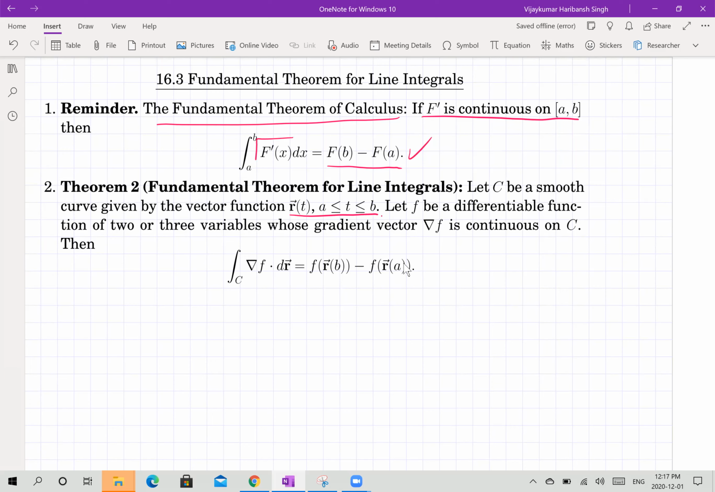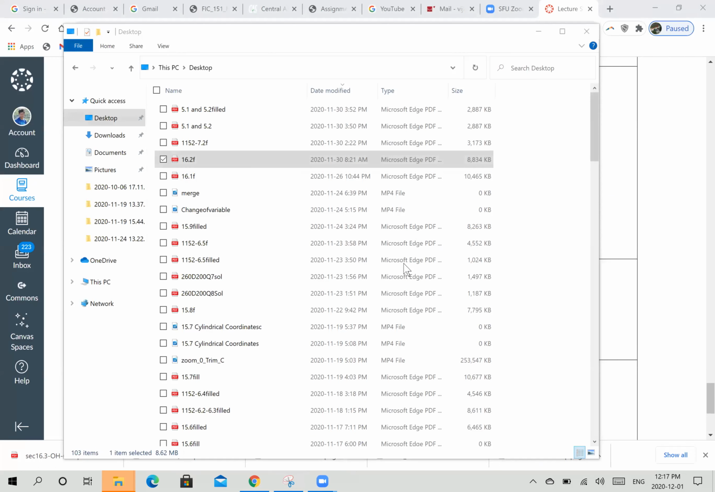So instead of f prime here, in the case of line integrals we are replacing it by grad f, the gradient of the function f. So the integral over C of grad f dot dr is f of r(b) minus f of r(a). Note that your C is given by r(t), where t goes from a to b. So in a sense, r(b) is the final point, so the endpoints are r(b) and r(a).